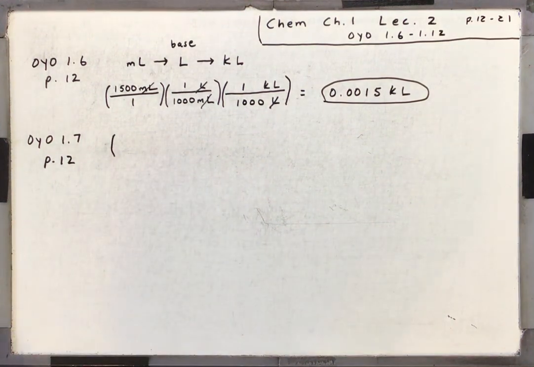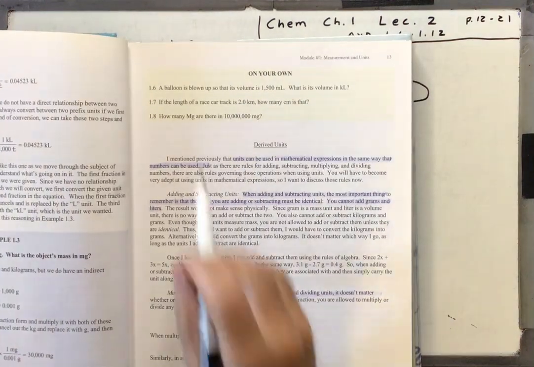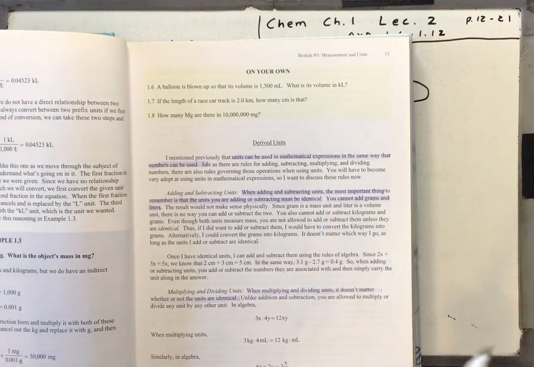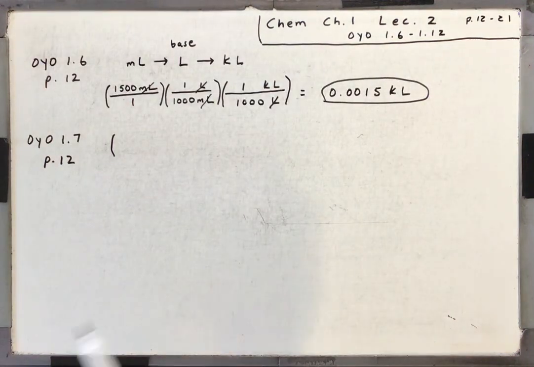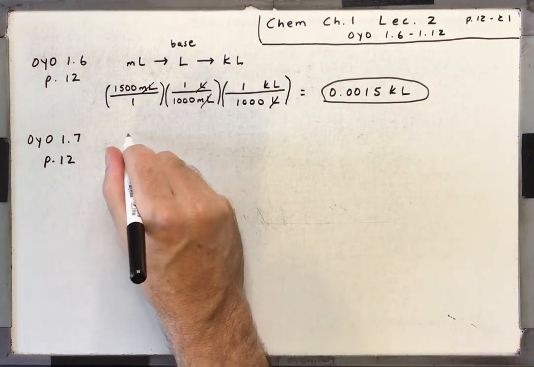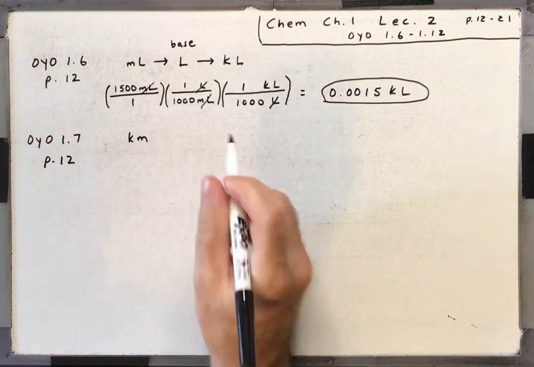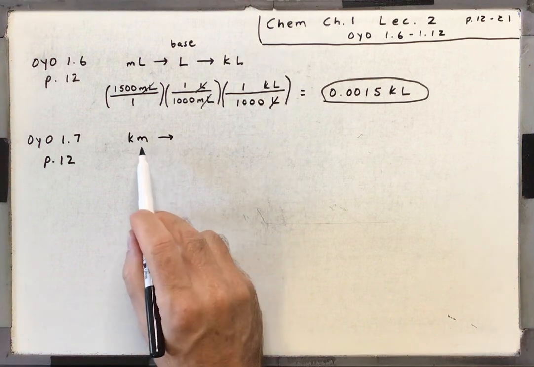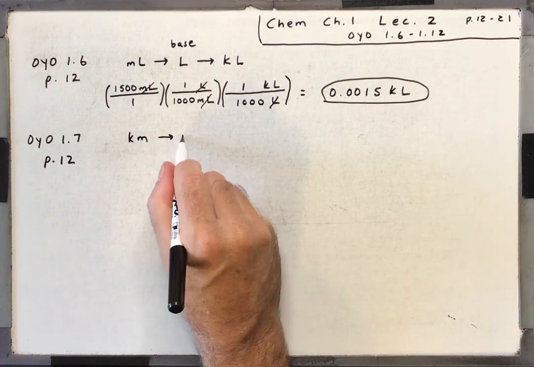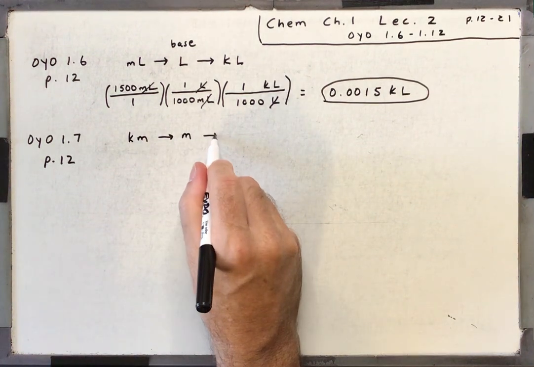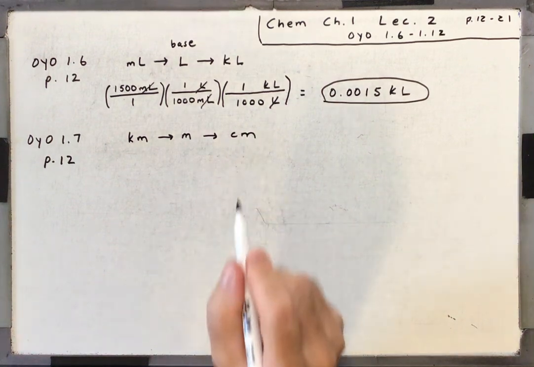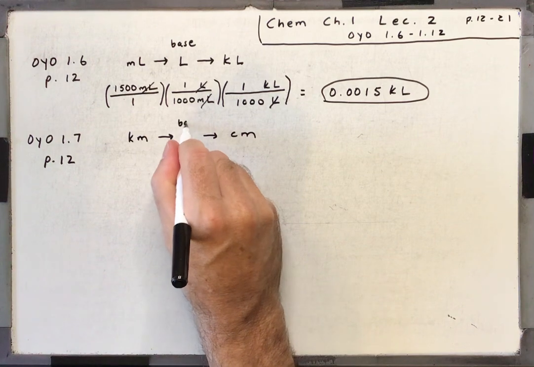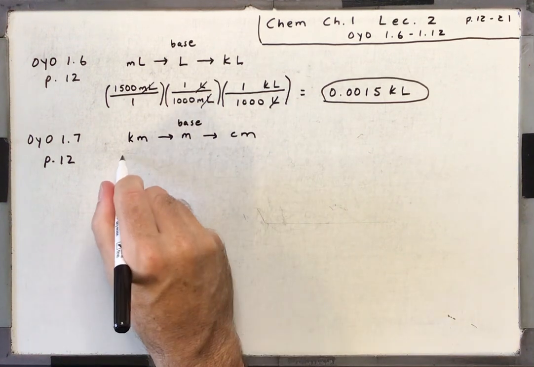So on this one, just reading through it, it says if the length of a race car track is 2 kilometers, how many centimeters is that? So we're going from kilometers to centimeters. So kilometers is the big one. Centimeters is across the base unit. Well, the base unit for distance is meters, and then we can go to the little one, centimeters, like that, okay? So we must go across the base unit first, or through the base unit.